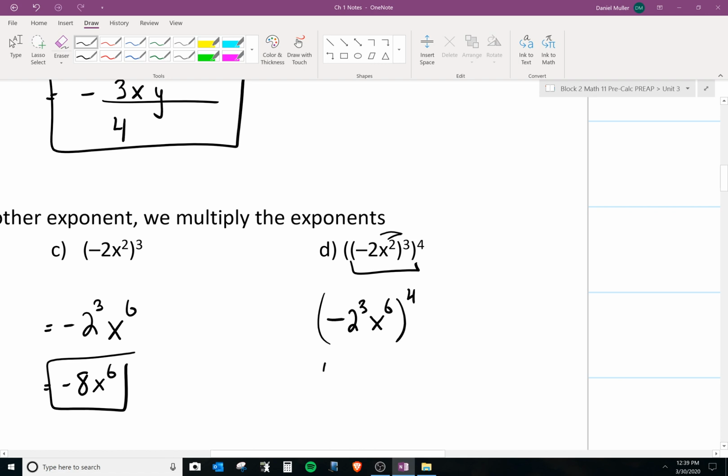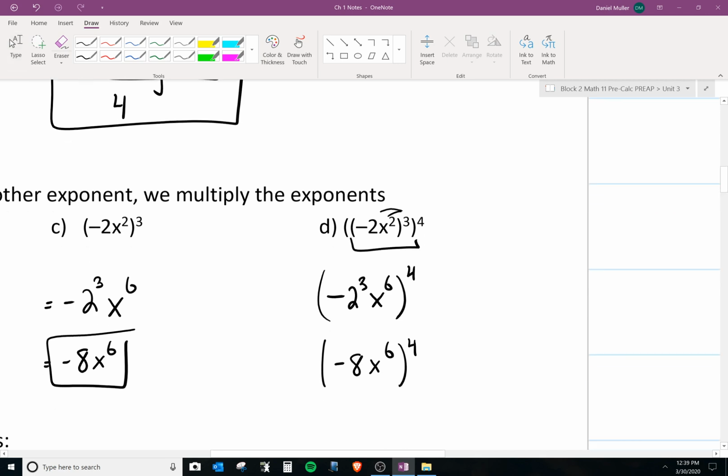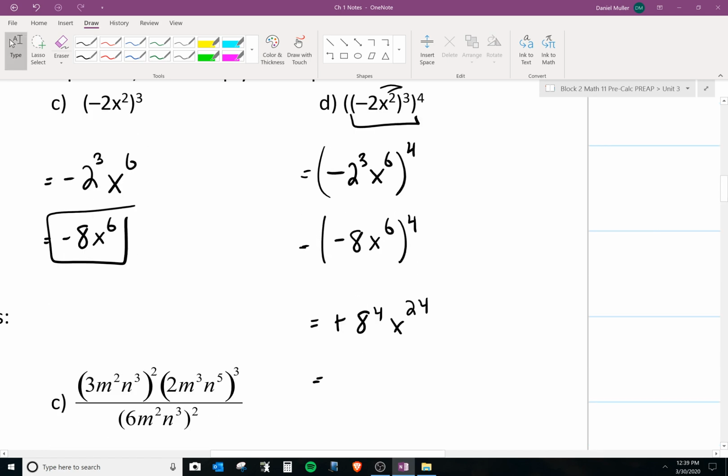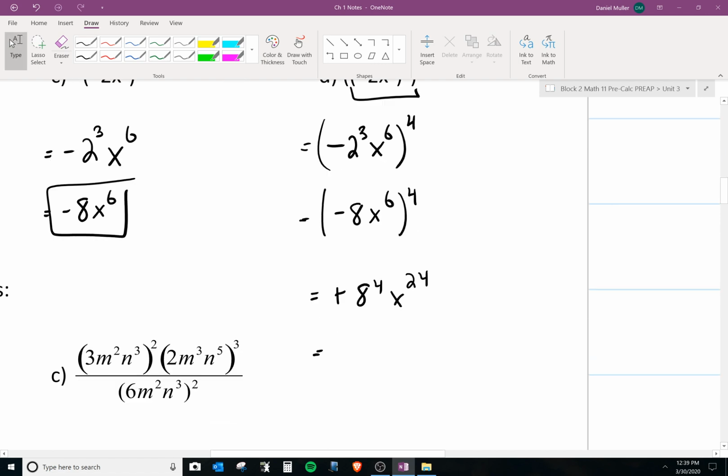So here I'll just reduce this. There's a negative, so it's a negative. 2 cubed is 8. And then I have an x to the 6, all to the power of 4. Now I've got 4 negatives, which will be a positive. And then I've got an 8 to the 4, which I can reduce after. And then I've got x to the 6 to the power of 4. And so you multiply, which is to the 24. And so now I have to go 8 to the power of 4. 8 to the power of 4 is 4,096. And then x to the 24.